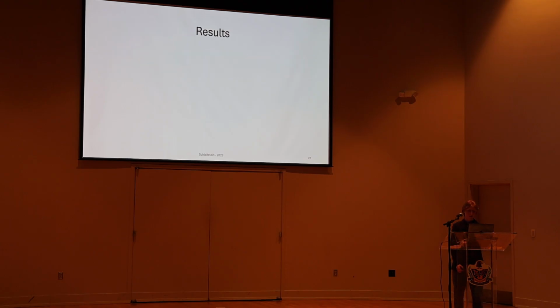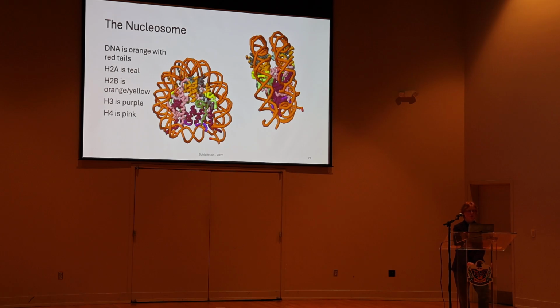Now on to the results. As we go through the results, we're going to look at each individual model and discuss its calculated fractal dimension. The individual core histones have no calculated fractal dimension because it would be redundant as they only operate in the histone octamer. We're going to start off with the nucleosome, which doesn't have a calculated fractal dimension, but it's just the histone octamer with DNA wrapped around it. The DNA is shown in orange with red tails.